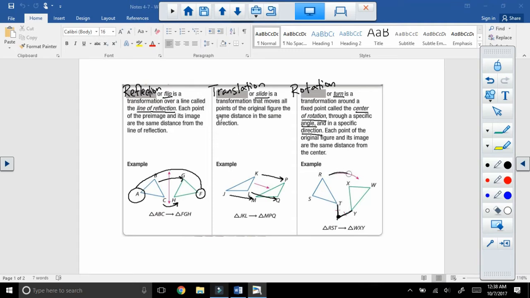And you'll want to say which way it's going. And in this case, it's rotating clockwise. You won't have to do any of this yet. Today, you'll just have to kind of realize, is it a reflection, translation, or rotation? Should be a fairly easy section.